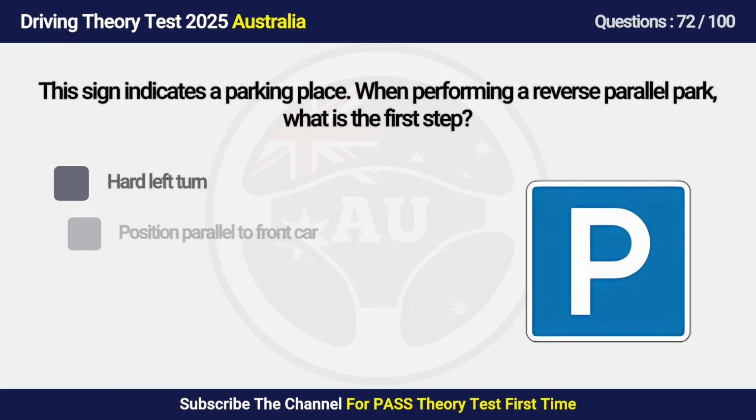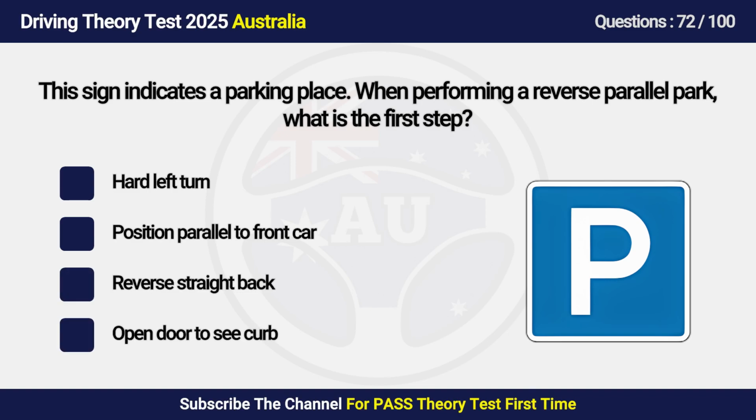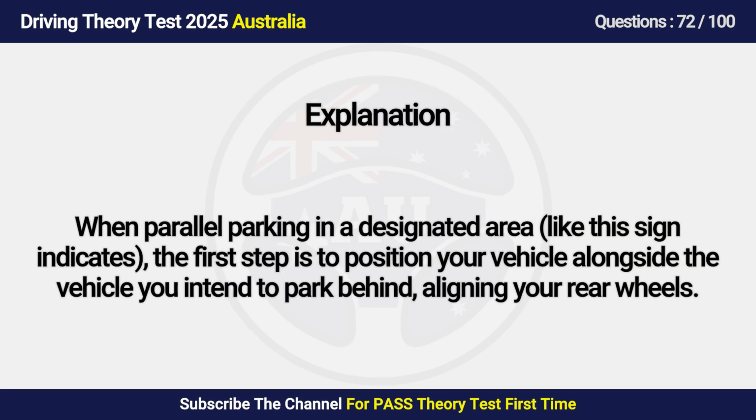Question 72. This sign indicates a parking place. When performing a reverse parallel park, what is the first step? A. Hard left turn. B. Position parallel to front car. C. Reverse straight back. D. Open door to see curb. Answer is B. Position parallel to front car. When parallel parking in an area like this sign indicates, the first step is to position your vehicle alongside the vehicle you intend to park behind, aligning your rear wheels.